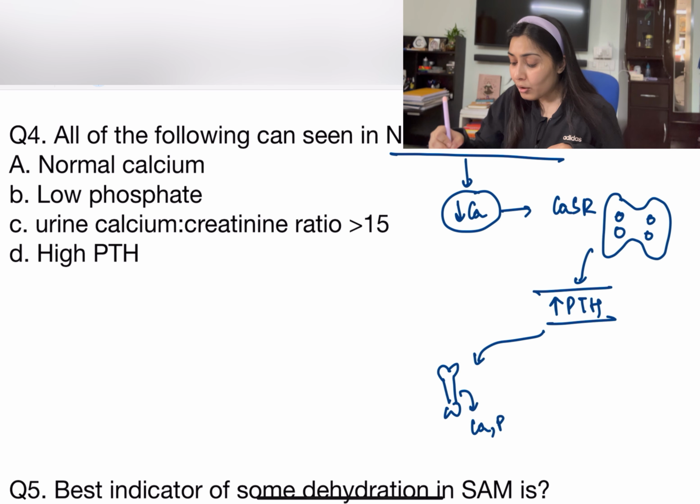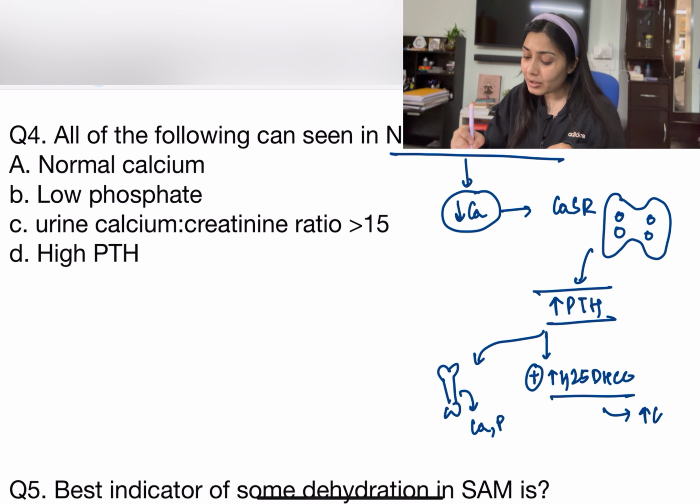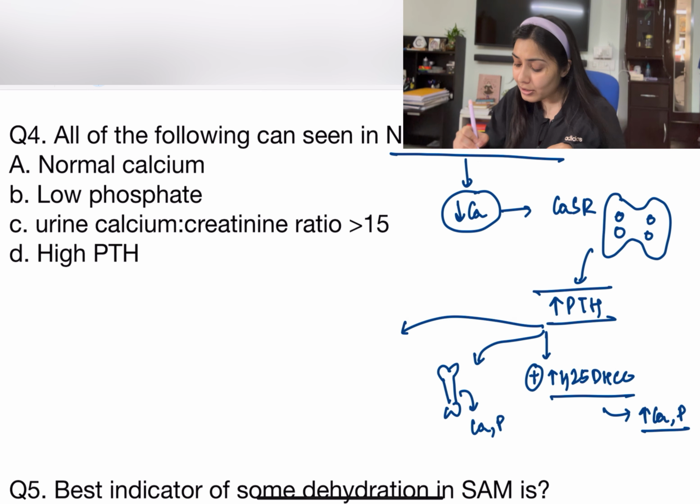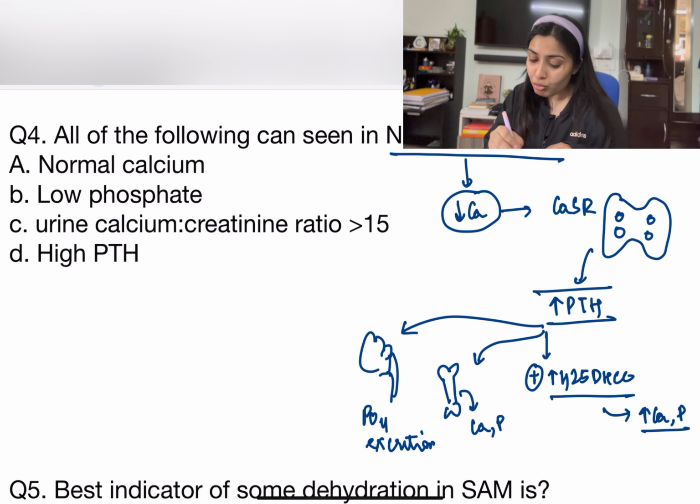It causes increase in the production of the active form of vitamin D, 1,25 DHCC, that will further increase the calcium and phosphate absorption. And at the same time, it causes excretion of the phosphate through the kidneys, right? So whenever you have nutritional rickets, you are going to have a low phosphate, true.